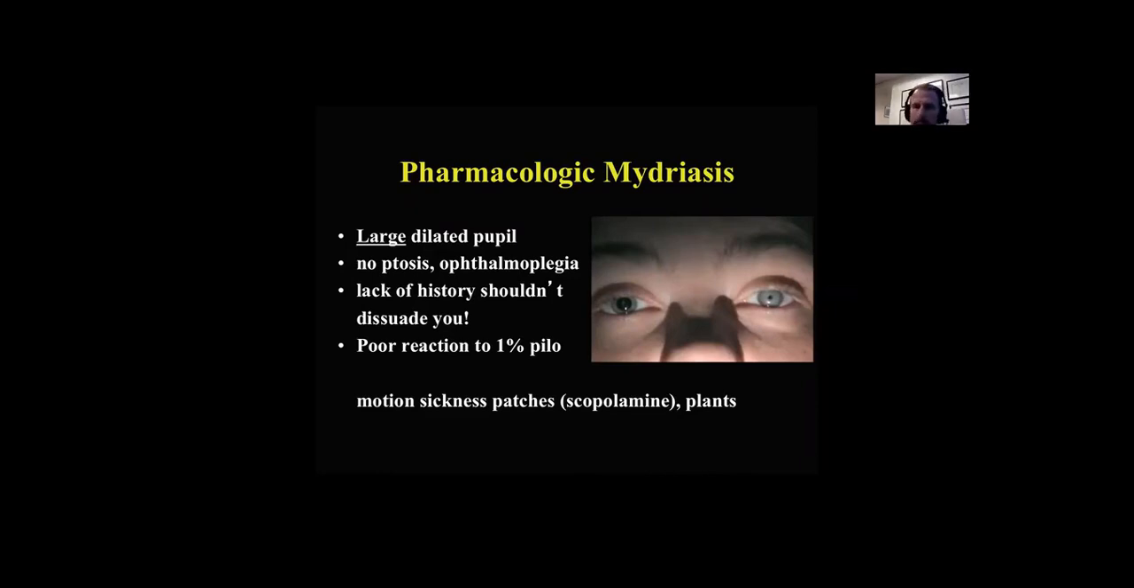I had a woman recently who came in, it looked like a pharmacologic pupil. She'd already had MRI, MRA, multiple blood tests. I don't know how much they spent on her evaluation. It looked pharmacologic. I put in 1% pilocarpine, nothing happened. I said, something had to have gotten in your eye. She denied it initially. And she pulled a tube out of her pocket. It was a tube of atropine ointment.